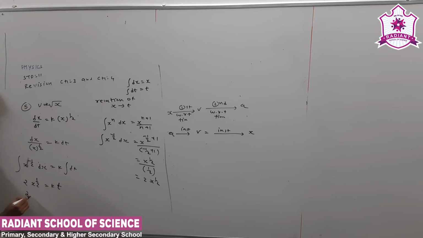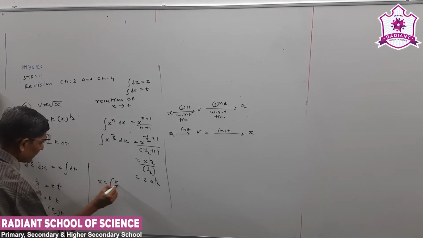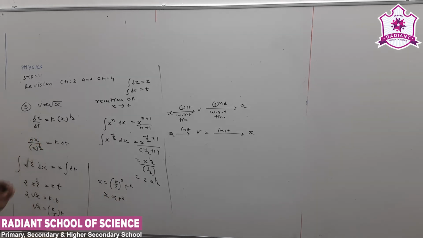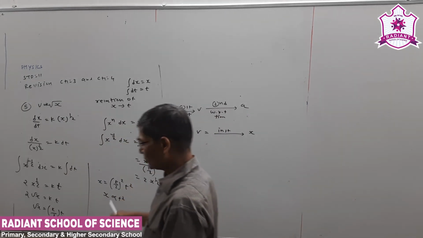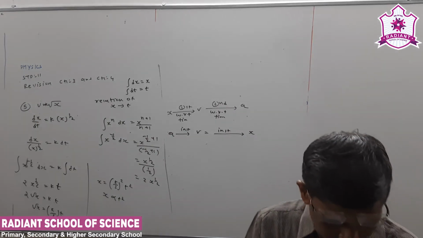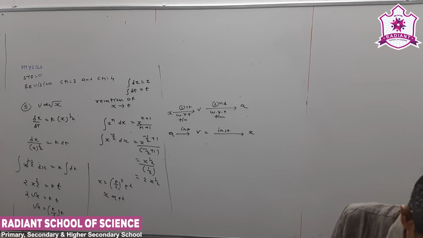Now this is 2 root x is k into t. Root x we can call as k upon 2 t. So x will be k by 2 whole square t square. We have to just obtain the relation how x varies. So we can say that x is proportional to t square. Okay, considering this part as a constant, so the relation between x and t we can obtain. Okay, so this is how we can solve.